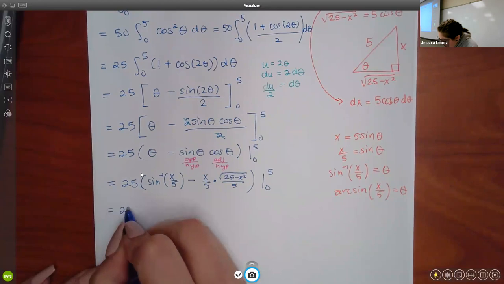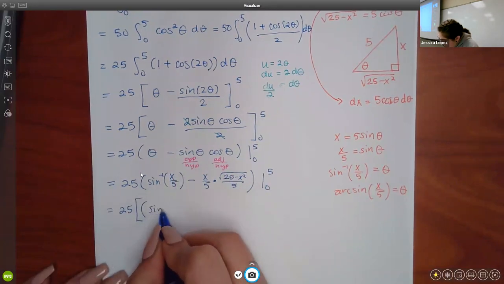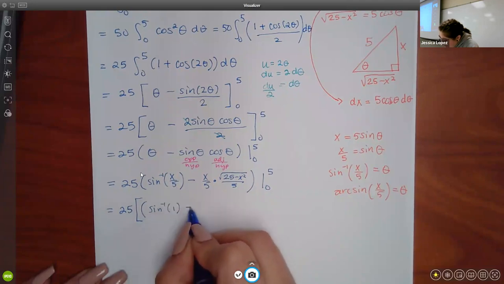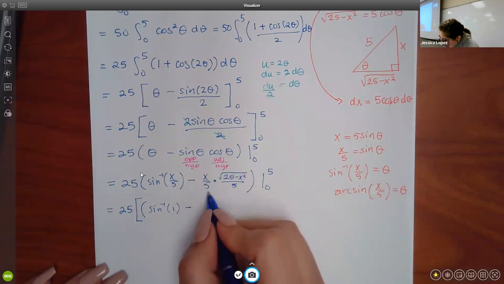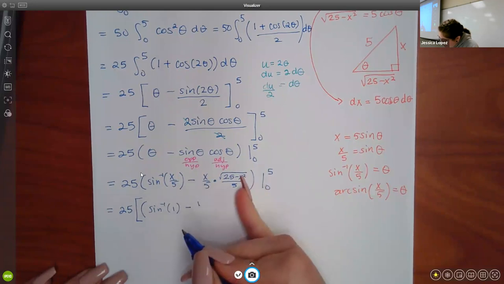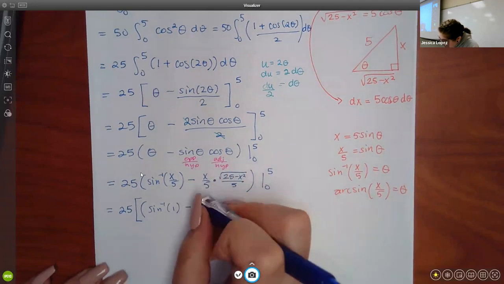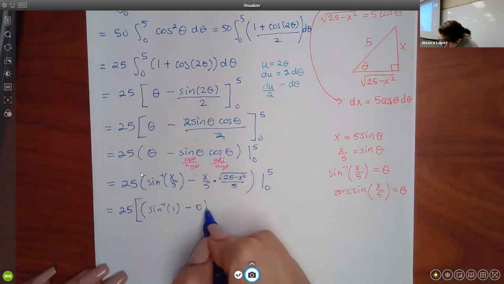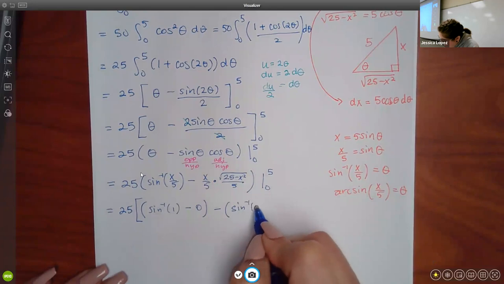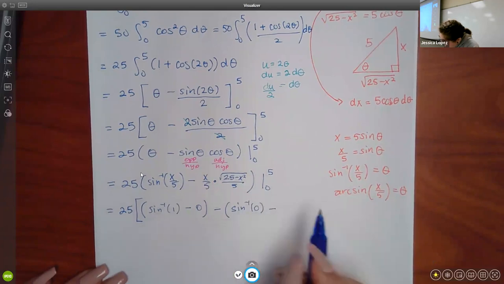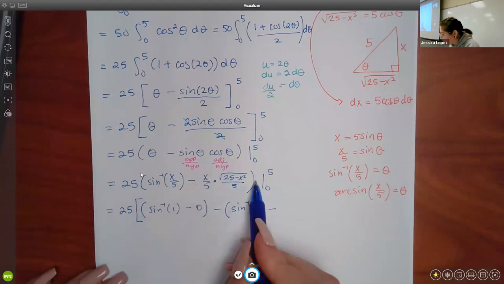So I'm gonna leave the 25 out here. When I plug in 5, this is gonna be sine inverse of 1. When I plug in 5 here, it's actually going to cancel with this, isn't it? And when I plug in 5 in there, it's going to become 0. What is 0 times any of these things? It's a big fat 0, right? Now when I plug in 0, I'm going to get sine inverse of 0 minus. And when I plug in 0 here, it's the same thing, right? Just because the factor is 0 here, multiply by whatever, it's going to be 0.